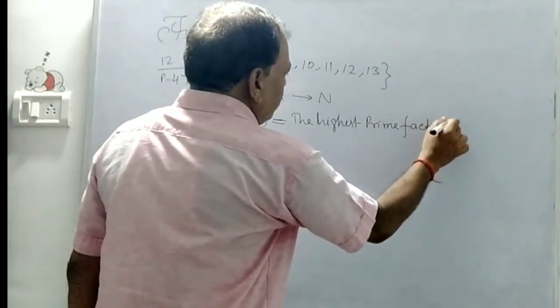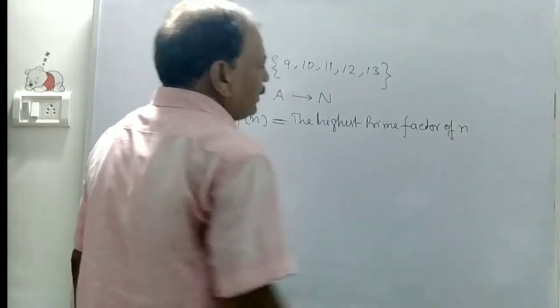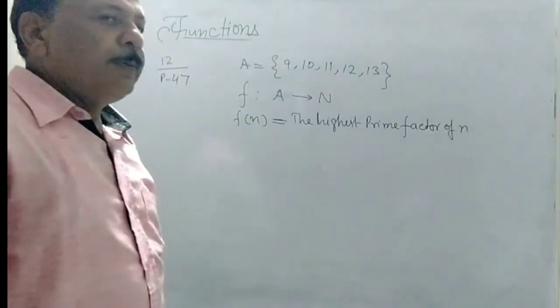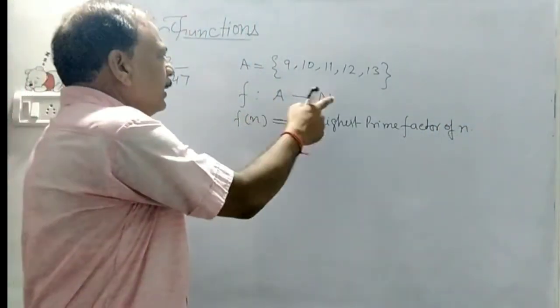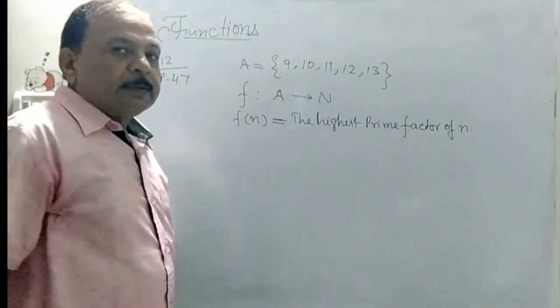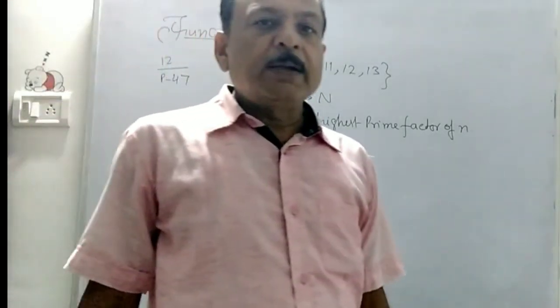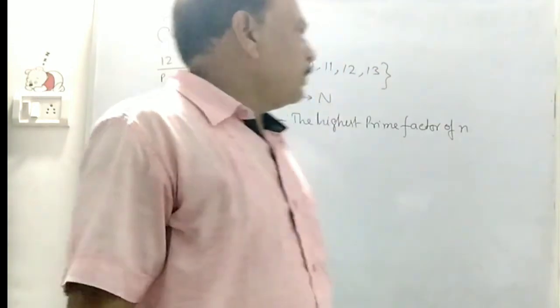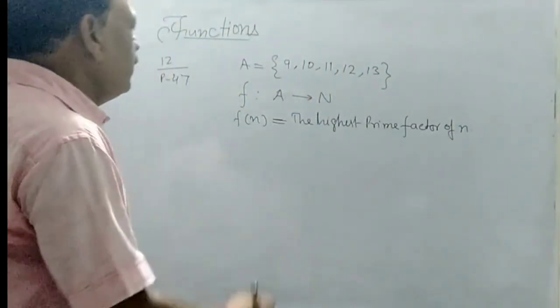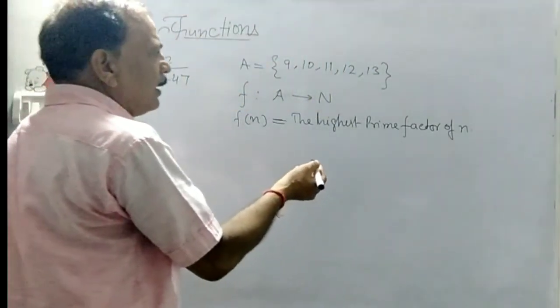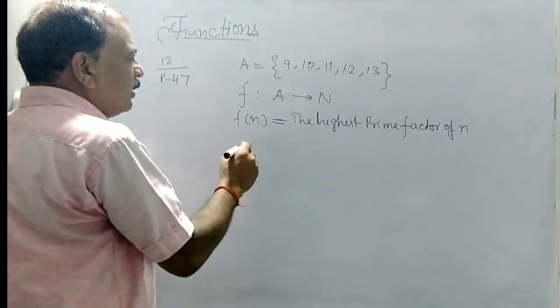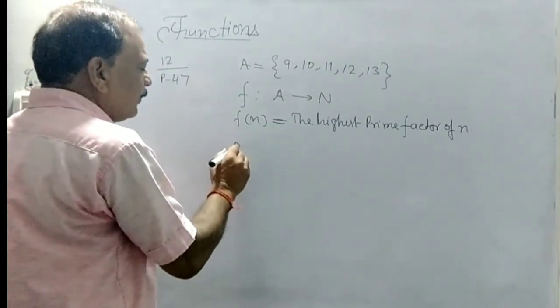The highest prime factor of N. The function from A to N, f(9). तो 9 का highest prime factor क्या होगा? 9 का factor क्या होगा? 3, 3. तो 9 का highest prime factor 3. तो हमारा range क्या हो जाएगा?